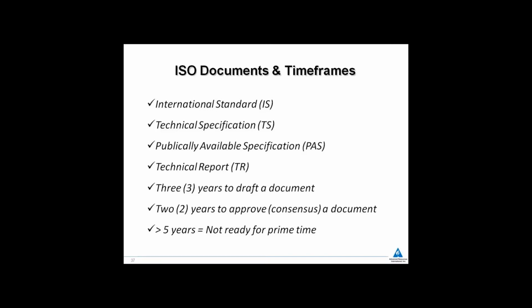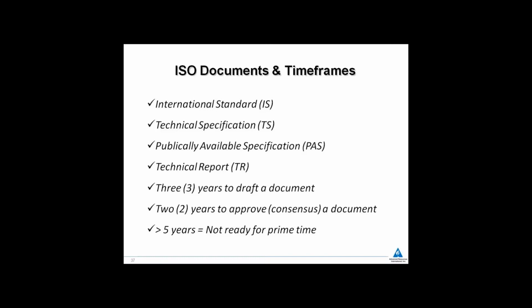An international standard is obviously the most recognized. There are technical specifications, there are publicly available specifications, and there are technical reports. All 4 of those follow the same process, but all 4 of them have different outcomes. If you recall, earlier we talked about the different types of standards, whether they be performance-based, whether they be a hybrid. Depending on what type of standard you actually have may determine whether or not you are drafting or writing a technical specification or a technical report.